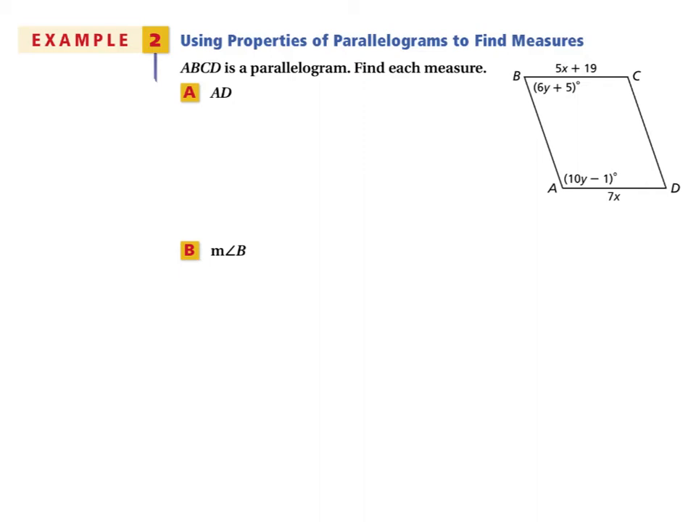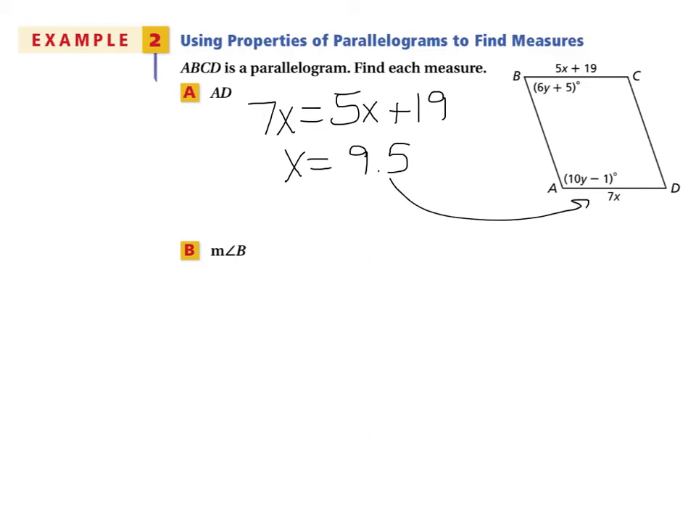In example 2, I am given that ABCD is a parallelogram. Find the measures of the length of AD and the measure of angle B. In A, I want to find AD, which is 7x. Well, I could say 7x equals 5x plus 19, since opposite sides of a parallelogram are congruent. If I solve this, I'm going to get x equals 9.5. I plug that back in to 7x, and 7 times 9.5 would give me the length of AD as 66.5.